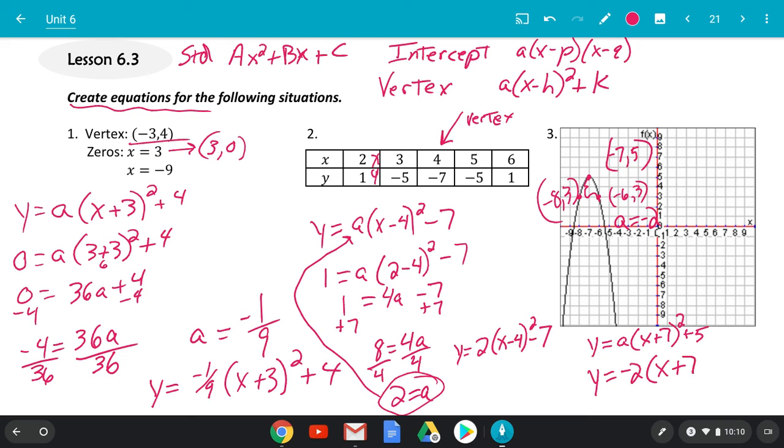So that's using a shortcut and some of the knowledge that we already have. X plus 7, quantity squared, plus 5. So I kind of cheated there a little bit and used some knowledge that we already used this year instead of plugging in those values in. But if I put those values in, you would have got -2 as well. So there's your answers for numbers 1, 2, and 3 from section 6.3.